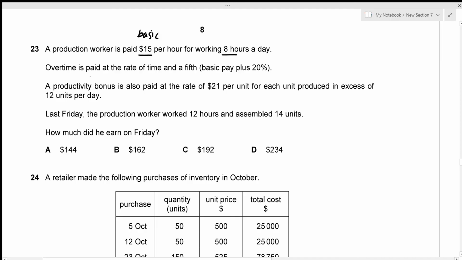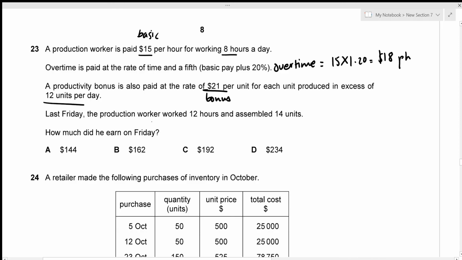And then overtime is paid at the rate of time and a fifth. So the overtime rate is going to be basic plus 20%, which is 15 into 1.20. That's 18 per hour. A productivity bonus is also paid at the rate of 21. So this is bonus per unit for each unit produced in excess of 12 units per day.